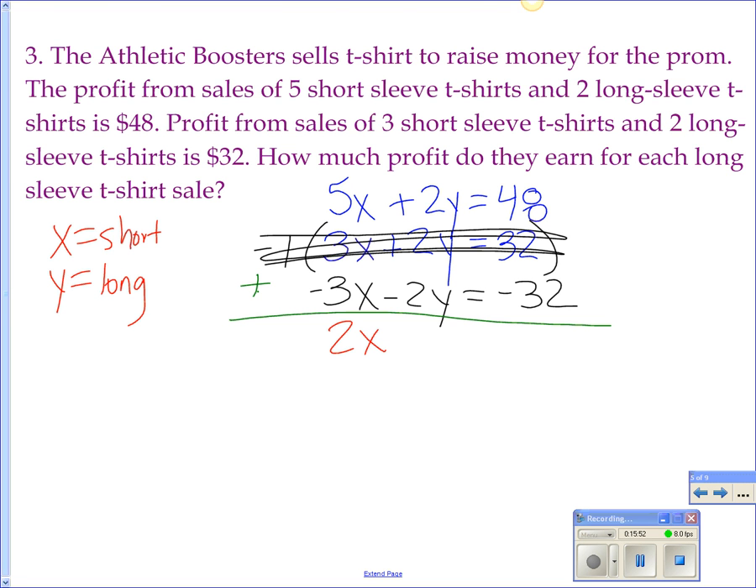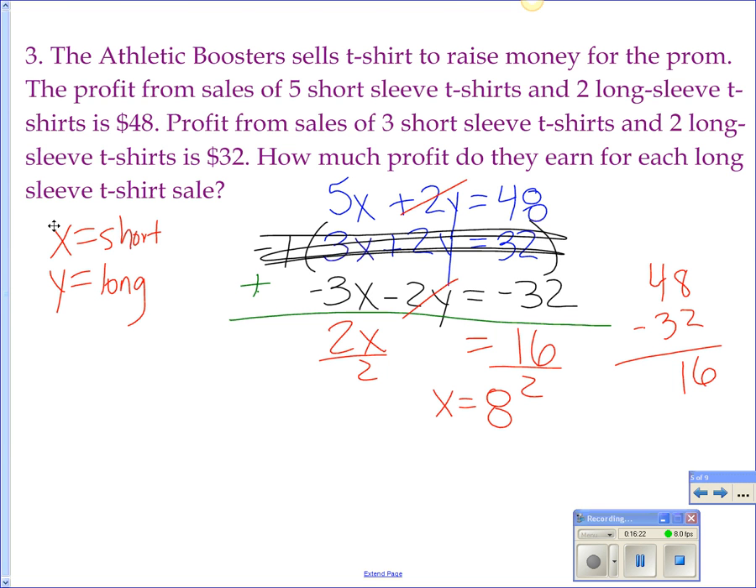Tamara, what happens next? Okay, those cross out. Let's try to do this one without a calculator. It's just 48 minus 32. What's 8 minus 2? 8 minus 2 is 6. What's 4 minus 3? So I get 16. And Gracie, what do I do next? Divide by 2. And so I get x equals 8.